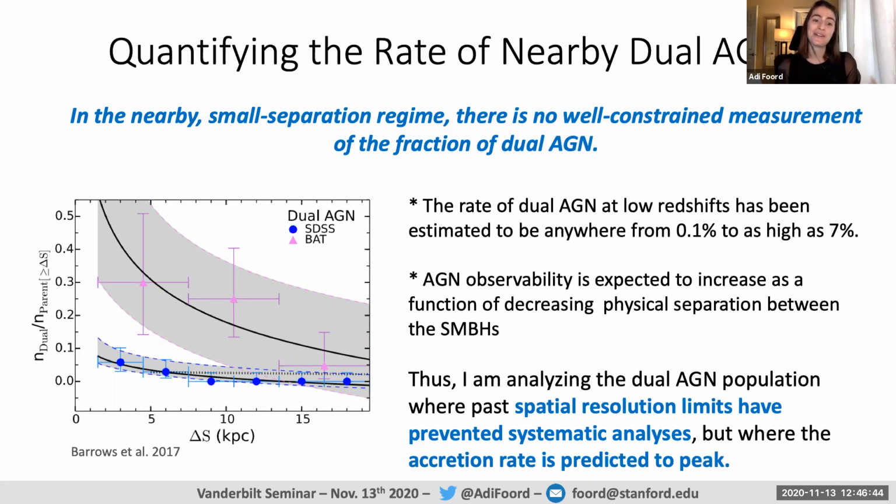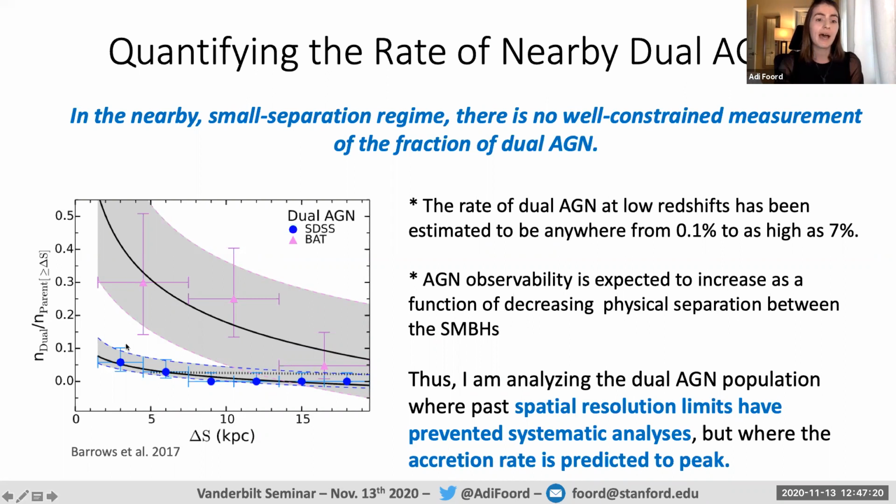On top of this, however, AGN observability is expected to increase as a function of decreasing physical separation between the supermassive black holes. This is a figure taken from one of Scott Barrow's papers, where they're plotting on the y-axis the dual AGN fraction, and on the x-axis the physical separation between the two AGN. In the purple, they're plotting the results of that nearby X-ray survey I spoke about, and in the blue, they're plotting their results from an optical survey. You see that there's a mismatch between the X-ray and the optical surveys, which is to be expected.